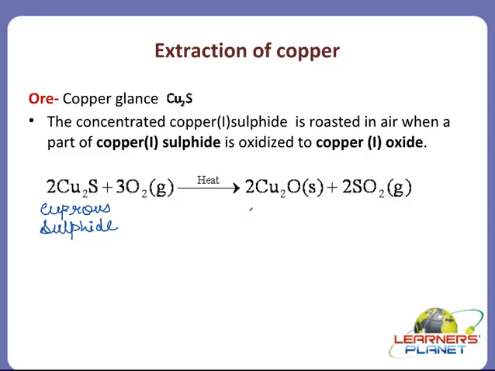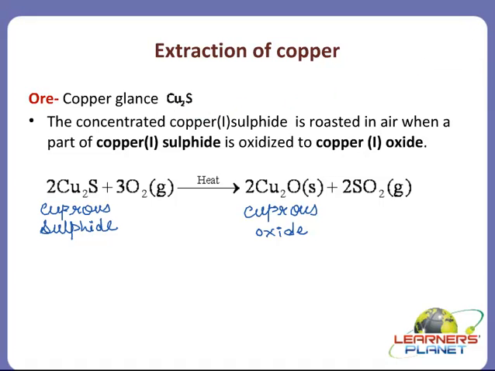And it is converted to cuprous oxide. Now, your copper sulfide is heated in the presence of air and it will form copper oxide and sulfur dioxide. Normally this copper is extracted from copper pyrites, that is CuFeS2, because the yield in this case is less.